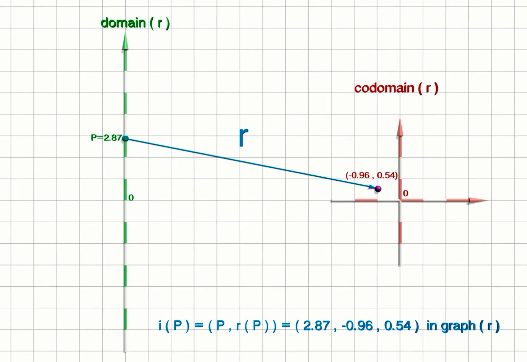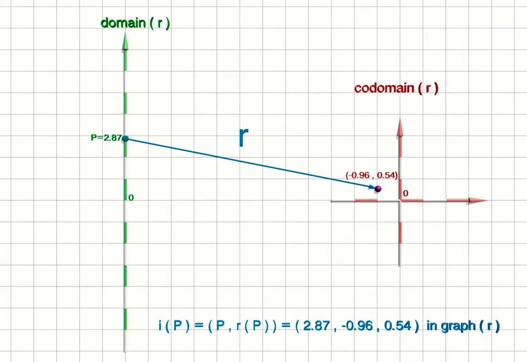As usual, we represent the image of a random point in the domain. In this case, it's the number 2.87. We call it P, as we have done in the previous videos. Now, applying r to P, of course, we will be getting a pair of real numbers. The function that is given by cosine of x, comma 2 times sine of x will give as image the pair of numbers negative 0.96, comma 0.54. And the image is represented in the Cartesian plane by this purple dot.